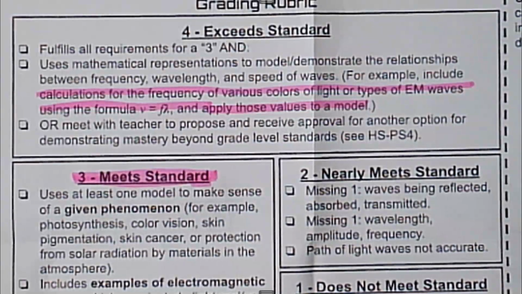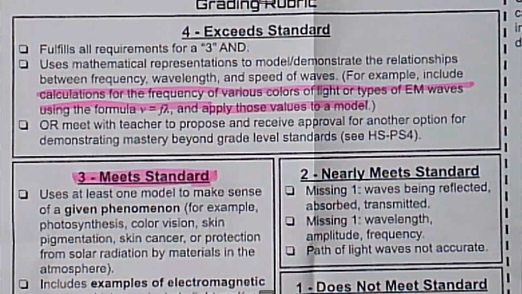So let's go over this exceeds standards part of the rubric. Anybody want to read that for me? What it says under 4. Ratil, read the first and second checkbox. Fulfills all requirements for a 3 and uses mathematical representations to model/demonstrate the relationships between the frequency, wavelength, and speed of waves.